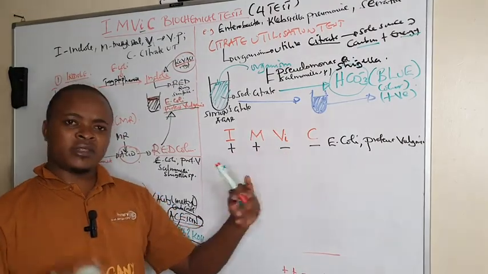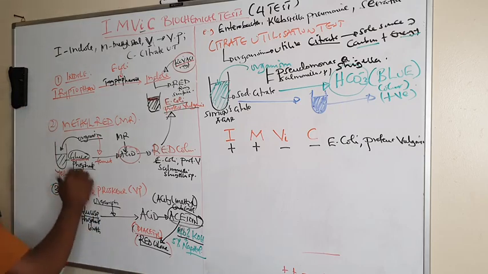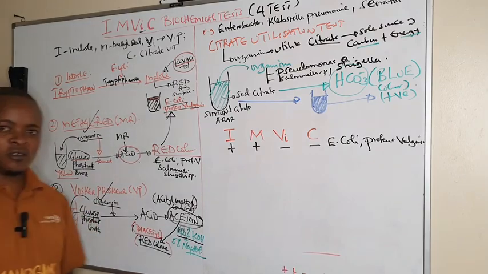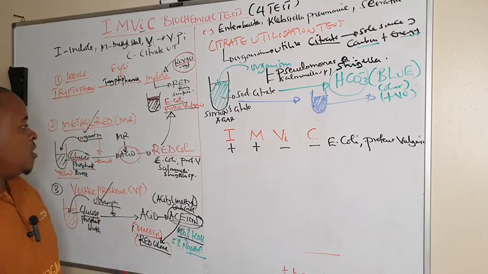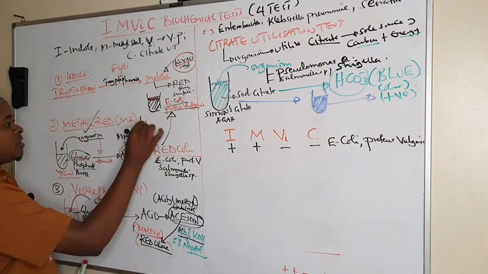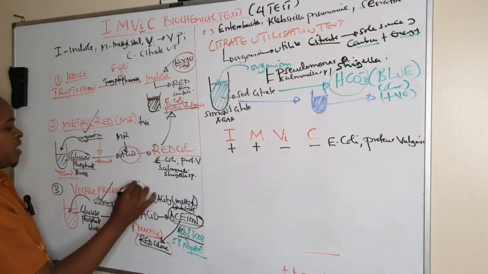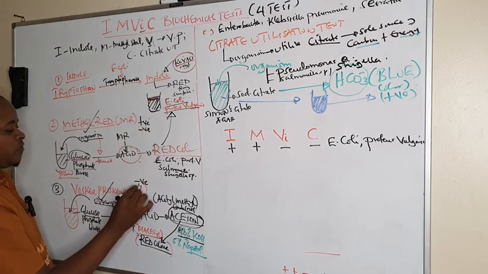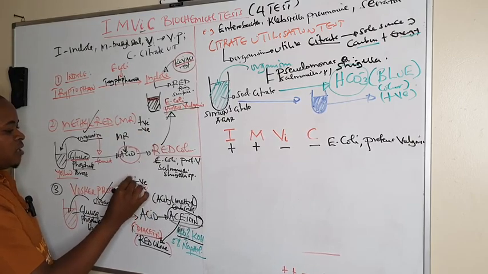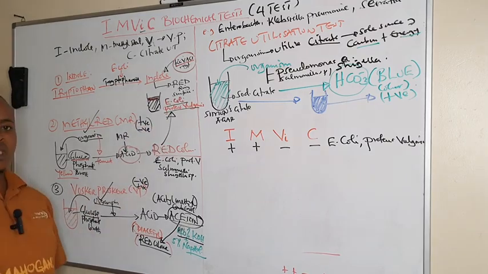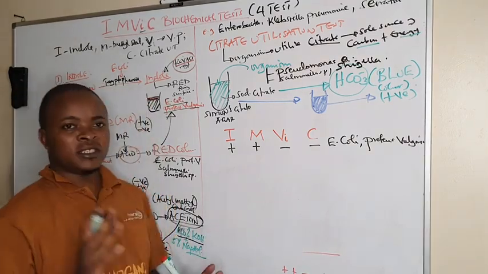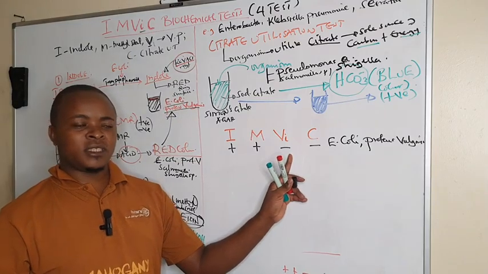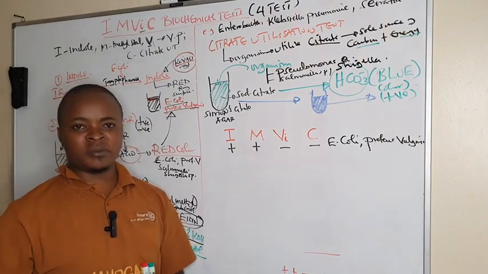One thing I have not told you is that methyl red and VP are alternate, or they are opposite. They give opposite reactions. If an organism is methyl red positive, automatically it is VP negative. And if an organism is negative for methyl red, it can be positive for VP. So that is what I want you also to note about these two tests. It is hard to find an organism which is both positive for methyl red and VP.